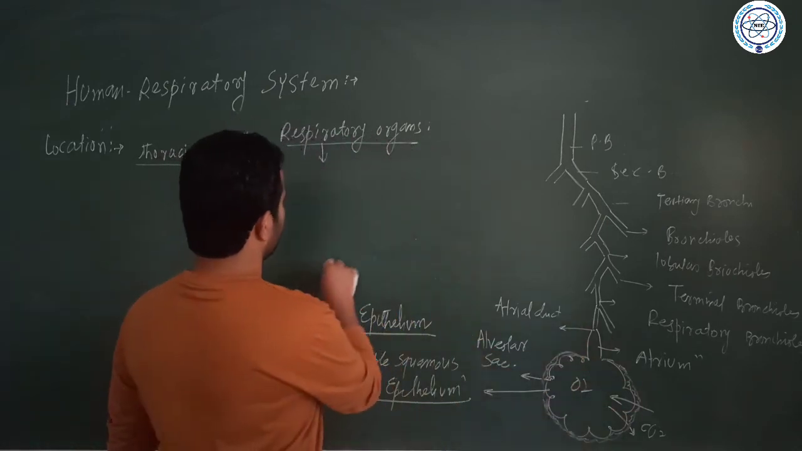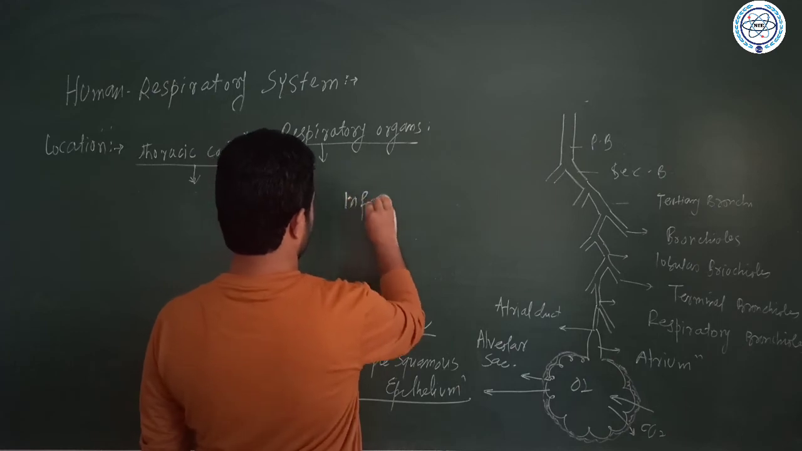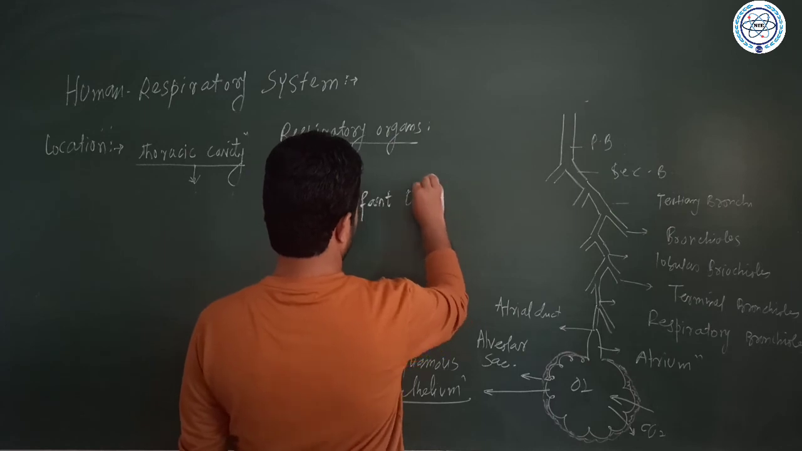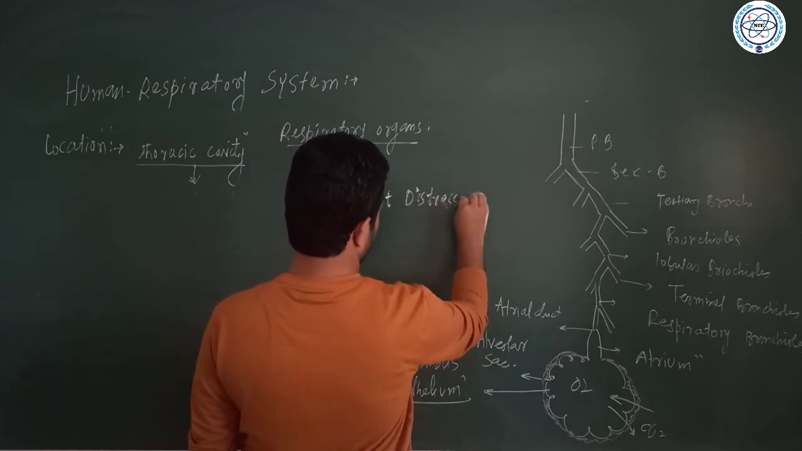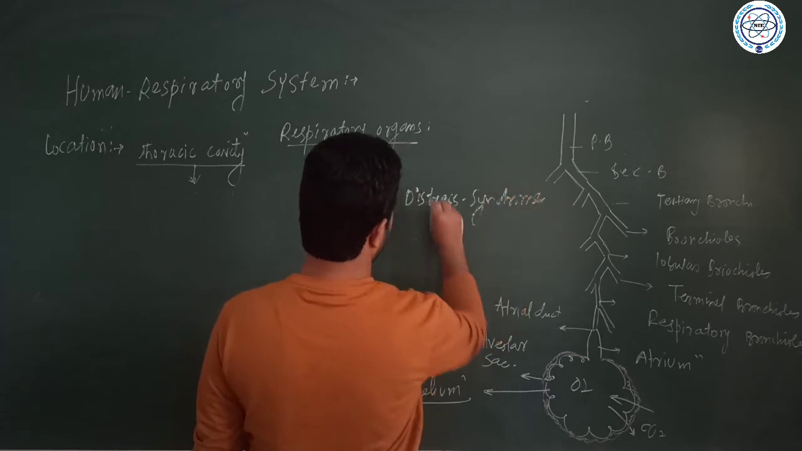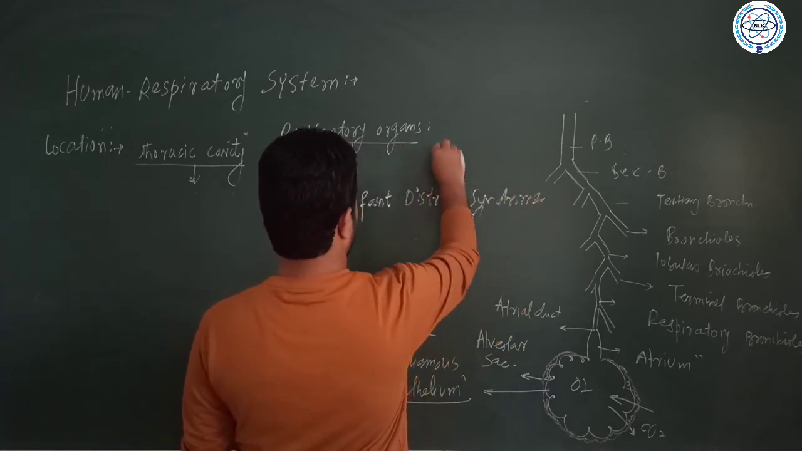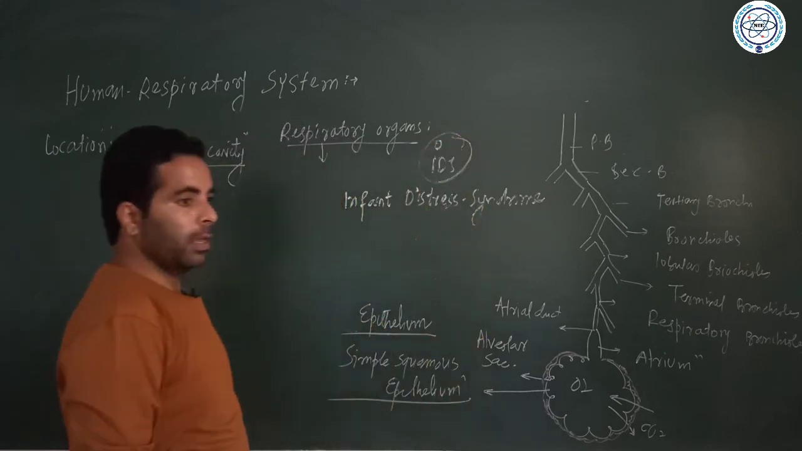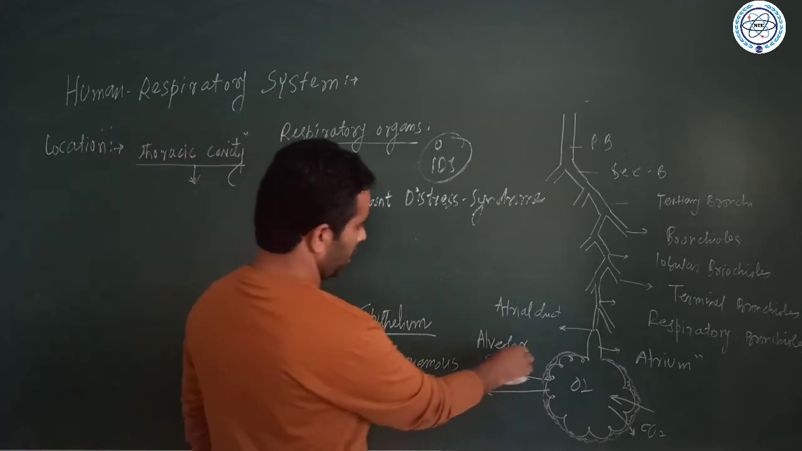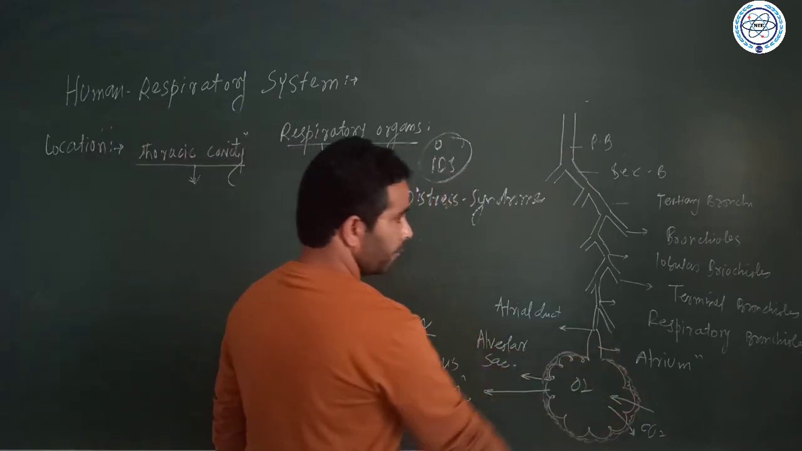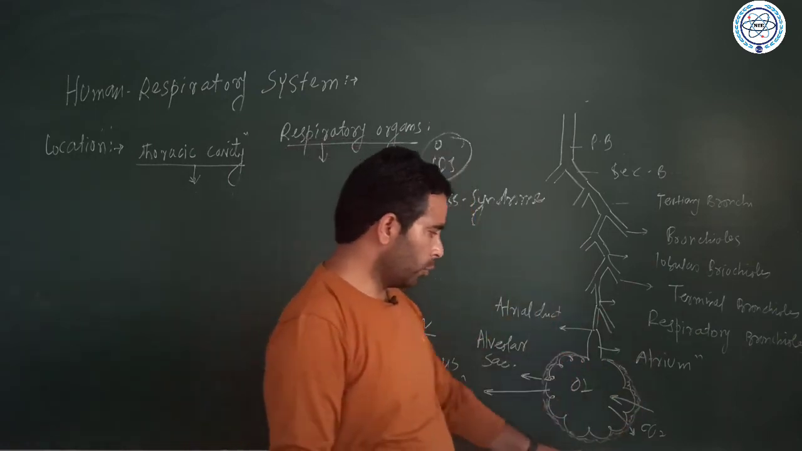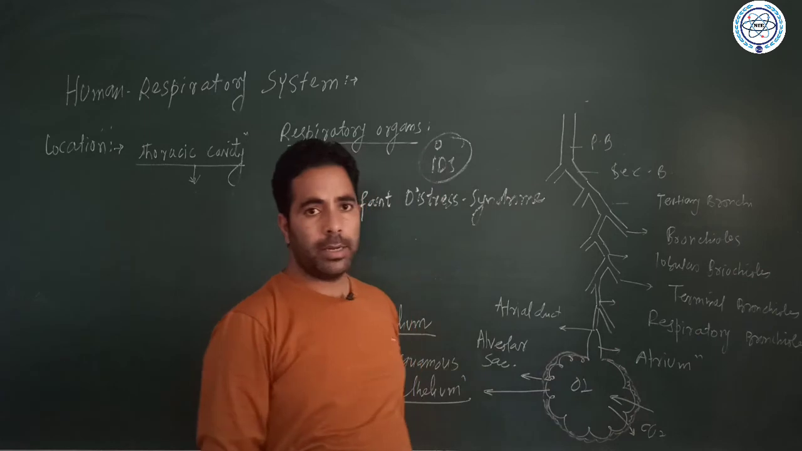The condition is known as infant distress syndrome. Infant distress syndrome, IDS. This infant distress syndrome is because of the lack of this lecithin, which is the film of phospholipid present in the lung alveoli and prevents the lung alveoli from collapsing, right?